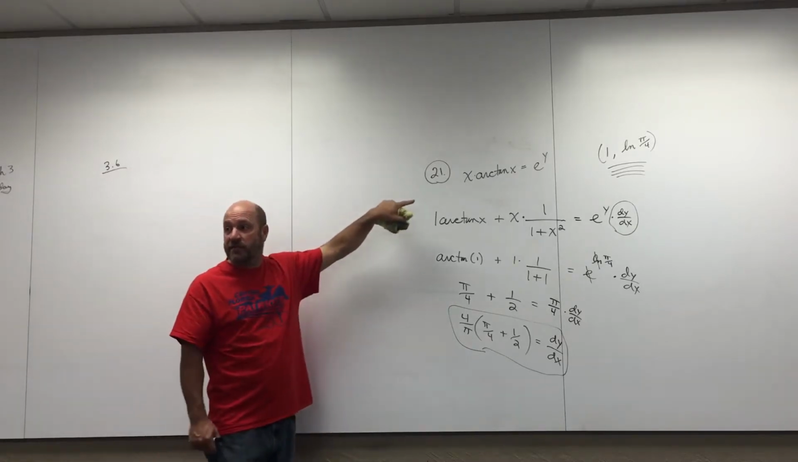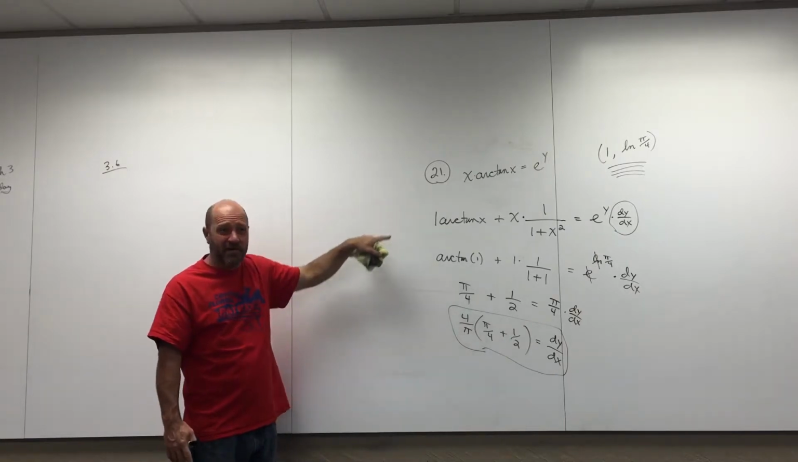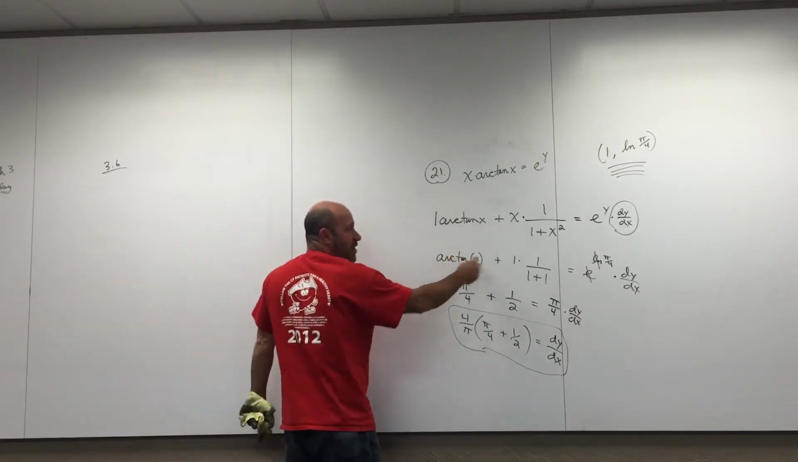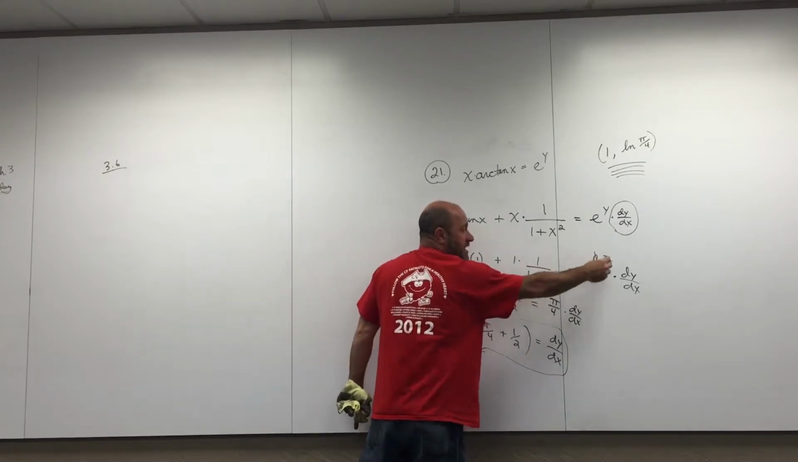It was an implicit derivative. We evaluated it at this point. We had to know some stuff. We had to know the arctangent of 1. We had to know how to cancel an e and a log.